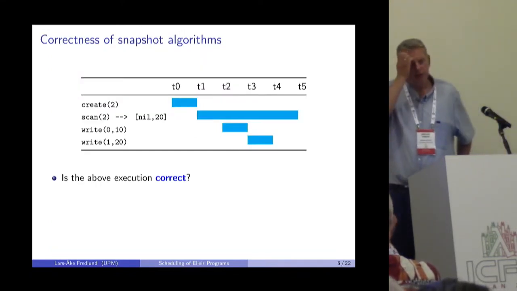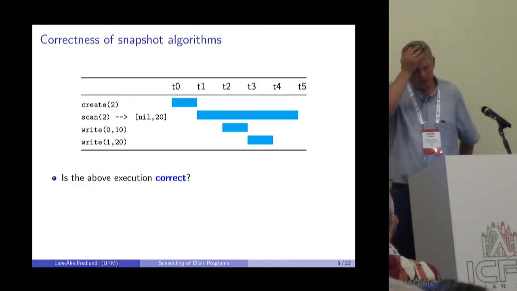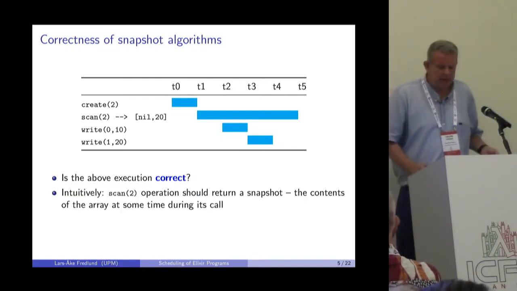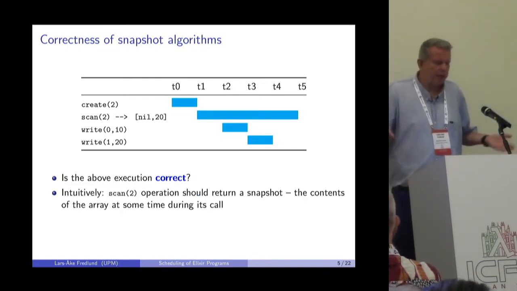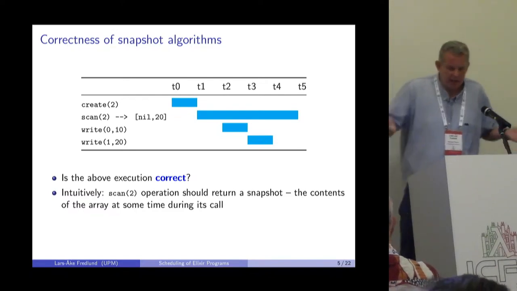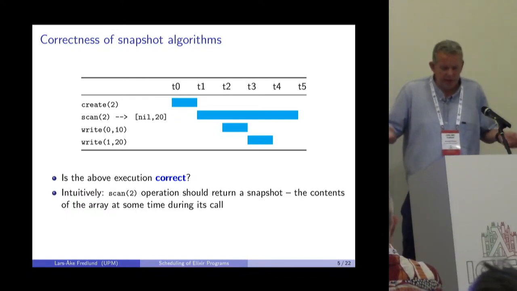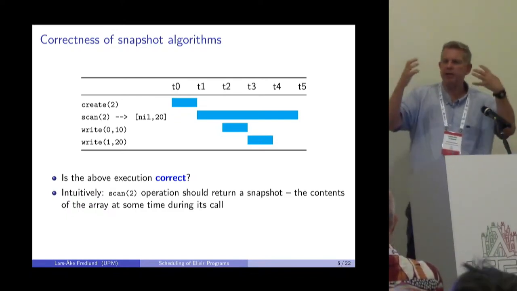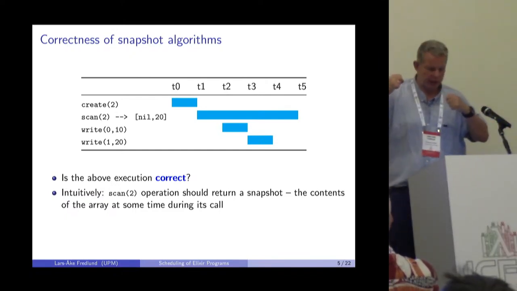So the question we should ask ourselves is: is the above execution correct? Is it sensible? So what does this really mean, right? We have a concurrent API. What is a correct execution? So intuitively, the scan operation should, of course, return a snapshot, a picture of the array at some point in time when it was executing. Okay?